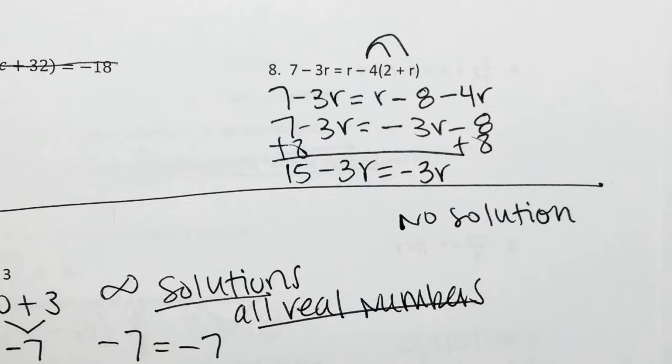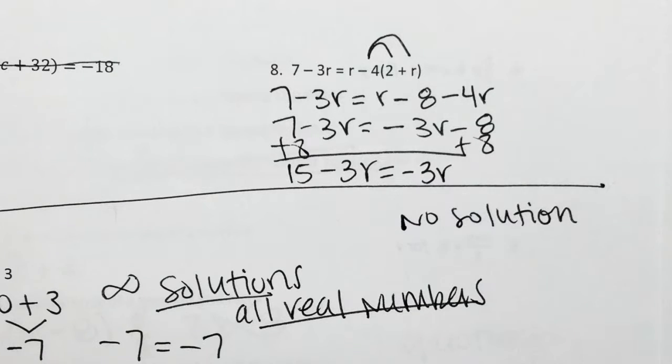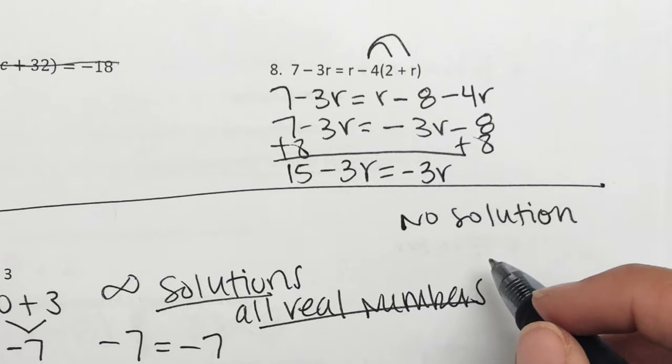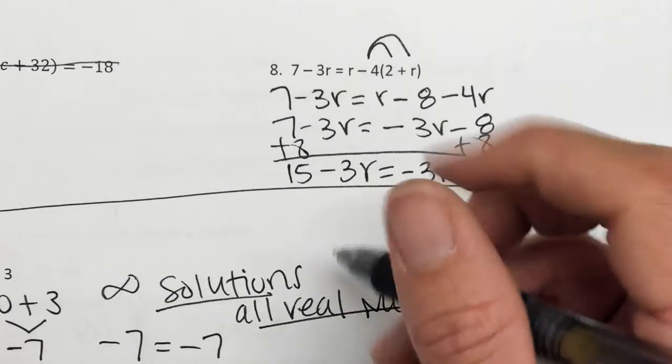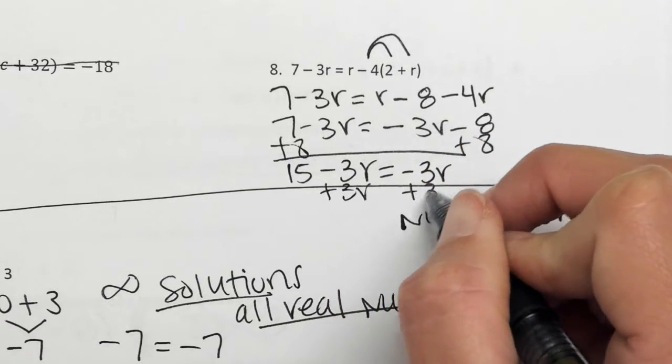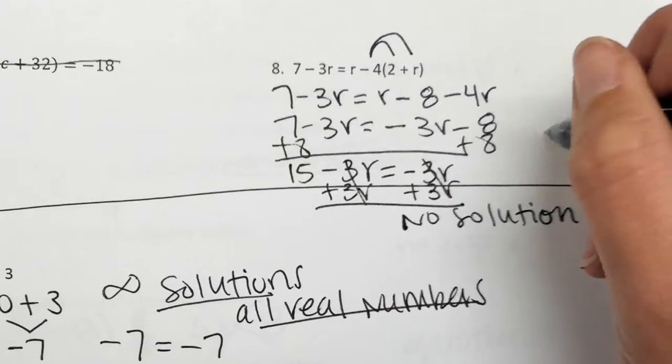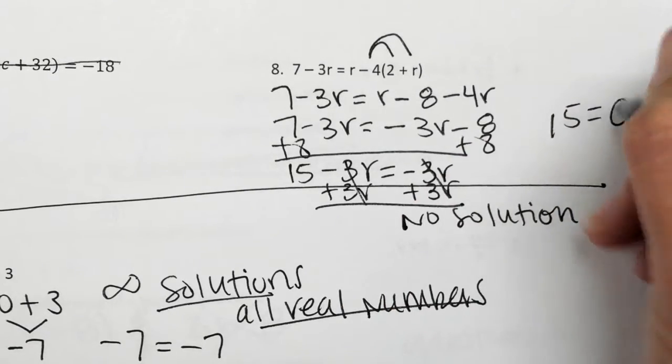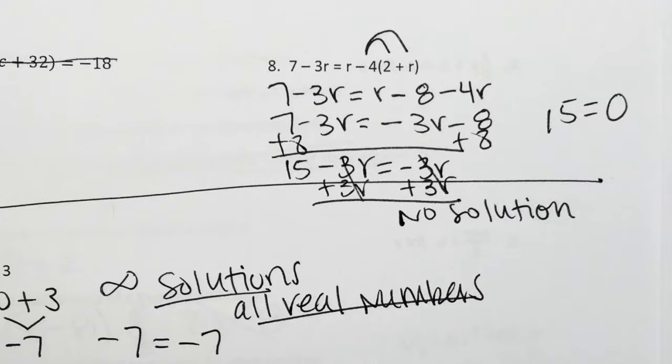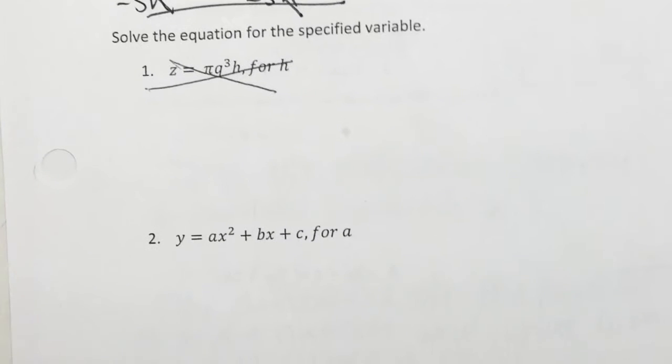Last step. Eric. Lauren. Good. So what happens to the 3r's? And you will have 15 equals what? 0. Is that true? No. So it's no solution. Alright, any questions about those? How do we feel about those? Easy? Alright. Now cross out number 1.